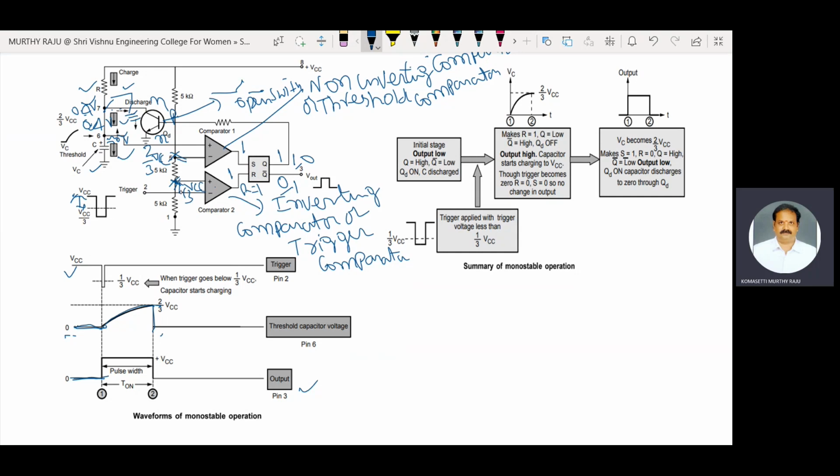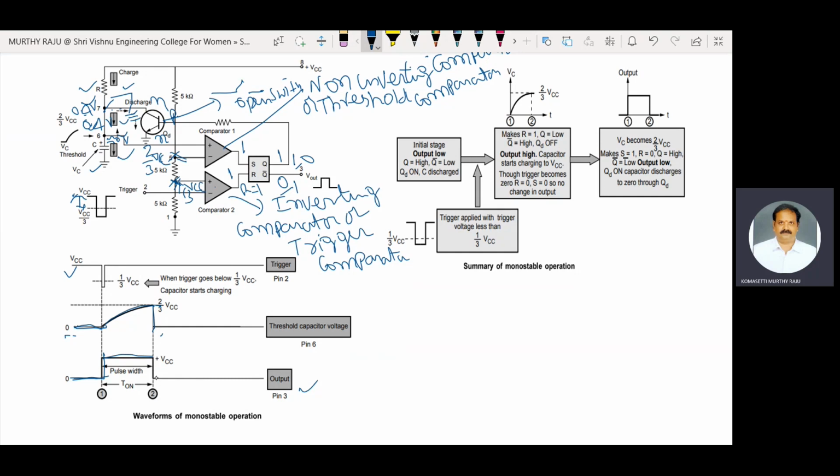Compare this trigger signal with 1/3 VCC. Below that 1/3 VCC, the output of comparator 2 is 1. That is, R is equal to 1, Q dash is equal to 1, which means it maintains a high value.